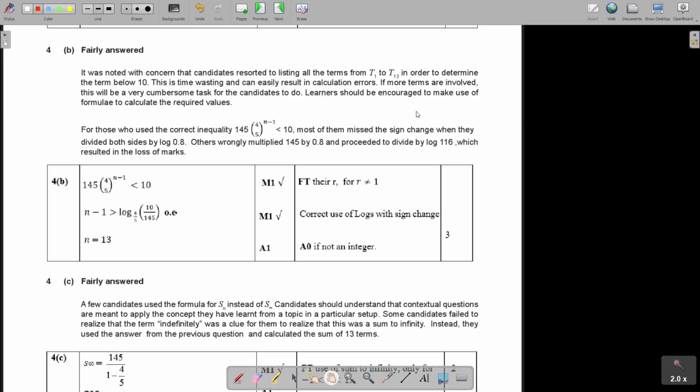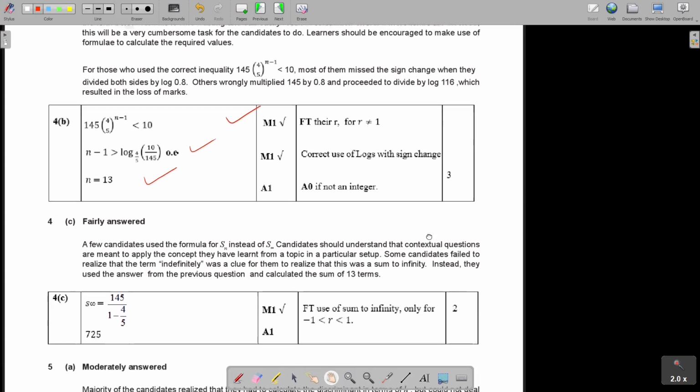For those who use the correct inequality, most of them miss the sign change. Remember that sign that you have to check when they divide by log 0.8. Others wrongly multiply 145 by 0 and proceed to divide by log, which results in losing marks. Okay, so those were mistakes. So there they gave you a mark. Then if you get up to this step, where you divide both sides by log, that would also be correct, and then the 13.